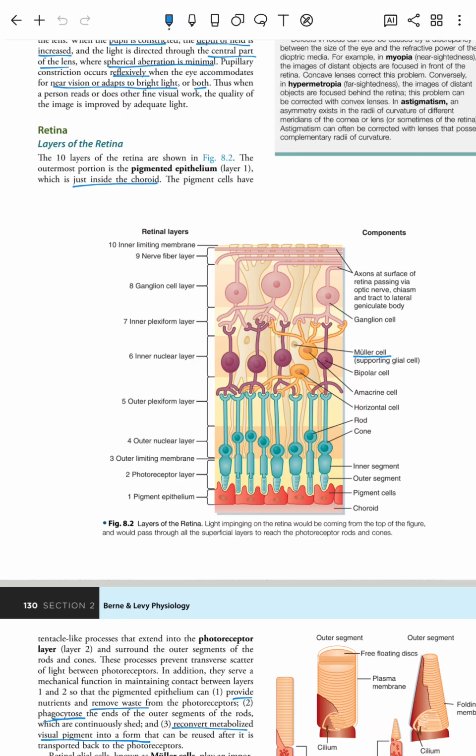The outermost portion is the pigmented epithelium, which is just inside the choroid. Here we can see the pigment cells have tentacle-like processes extending into the photoreceptor layer and surrounding the outer segments of rods and cones. These processes prevent transverse scatter of light between the photoreceptor cells.